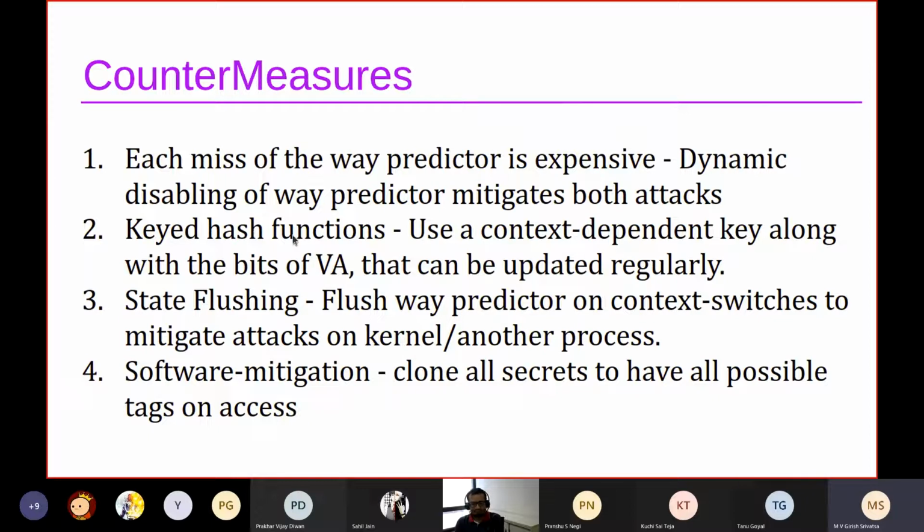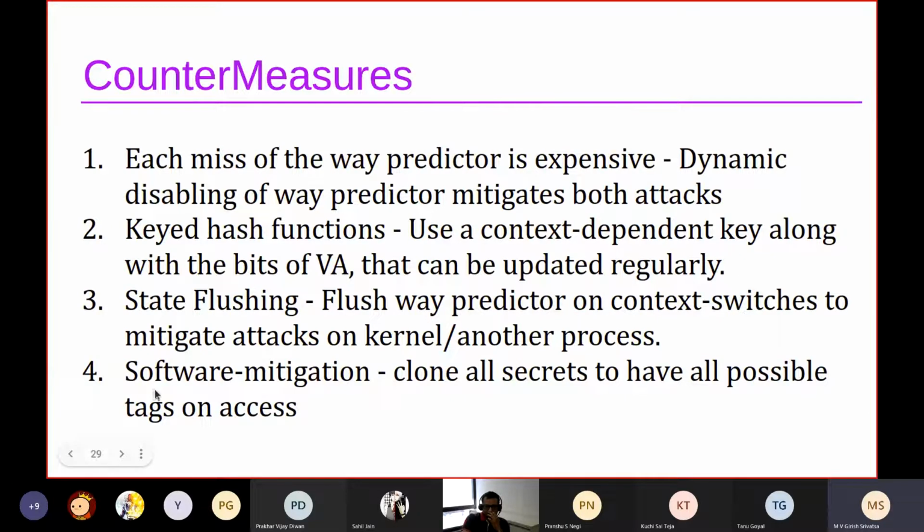Second, a keyed hash function. The hash function used currently is independent of which process is using it. The proposed solution was to embed a process-dependent secret into the hash. This prevents using the hash function determined by the attacker on the victim. Third, state flushing. For the KASLR attack, you need to know the UTAG of the address that the kernel had accessed after the context switch from the kernel to the attacker. One solution was to just flush the way predictor on all context switches.